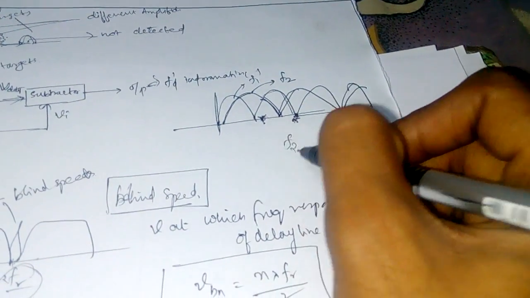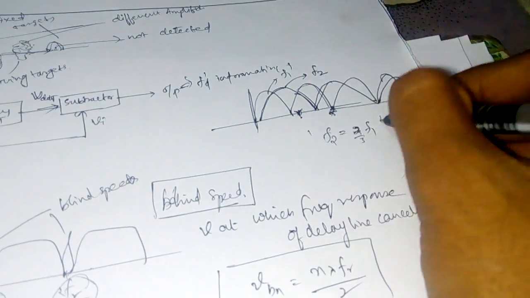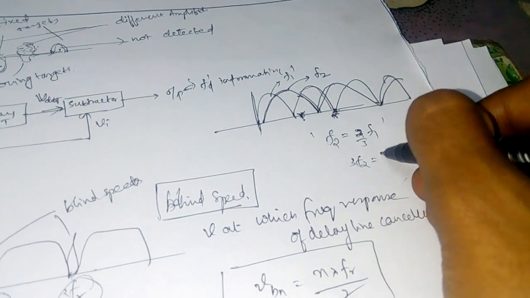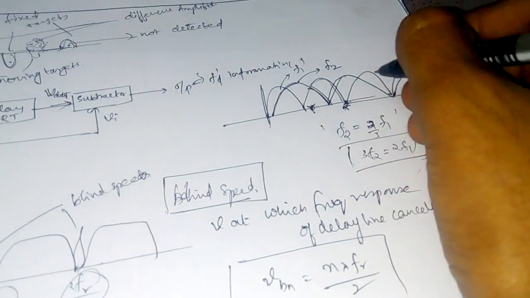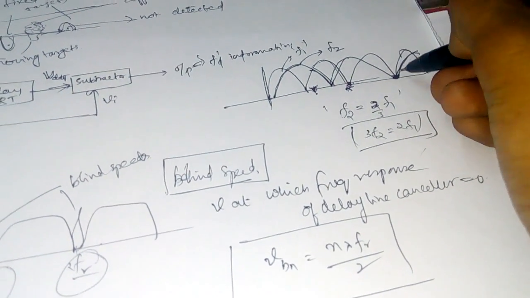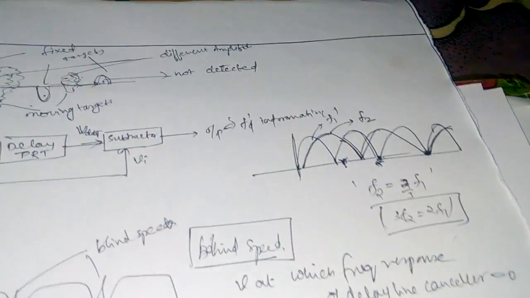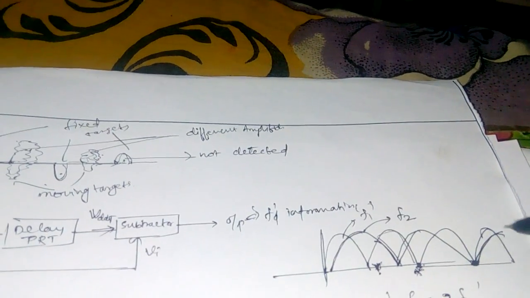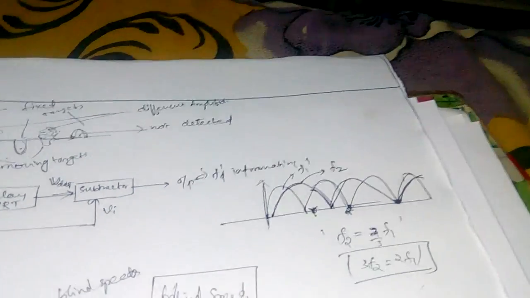Now suppose F2 equals 2 by 3 times F1. Then 3 times F2 becomes 2 F1. There both the frequencies match, and that clutter is eliminated. This is how staggered PRF is advantageous for MTI radar.